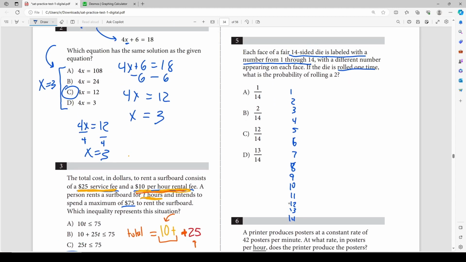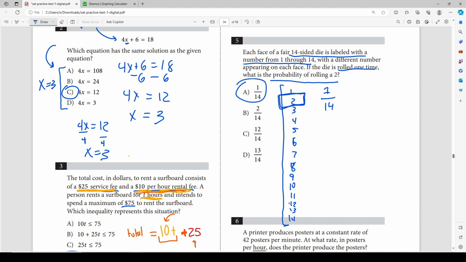Right? So this is every single number that's on that die, and it's asking me, if I roll this once, what's my probability of rolling a 2, right? So let's count these sides. Where is our 2? Our 2 is here, right? So if I roll this die once, I can get a 2 a total of 1 time, right? I can get it once out of 14 options, so my probability is going to be 1 over 14.